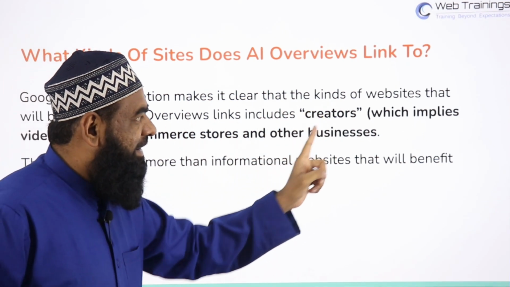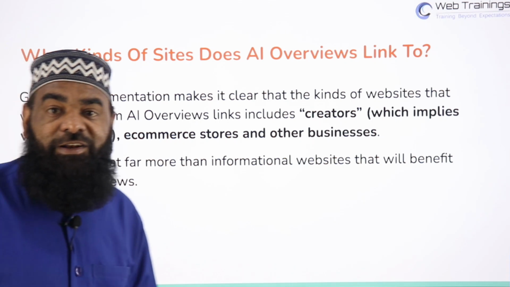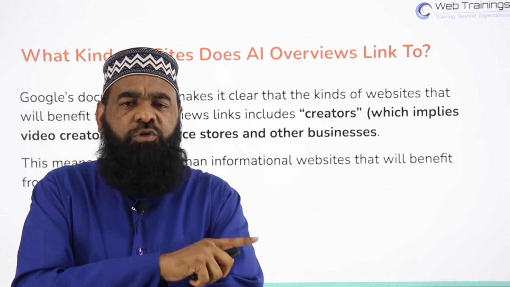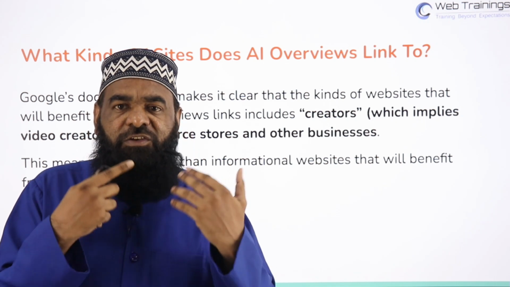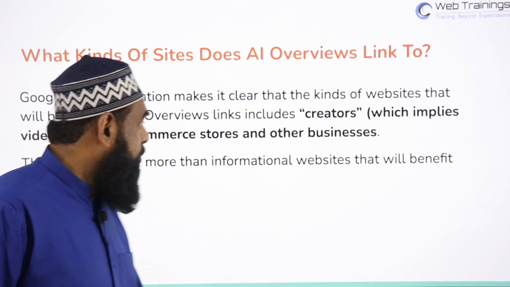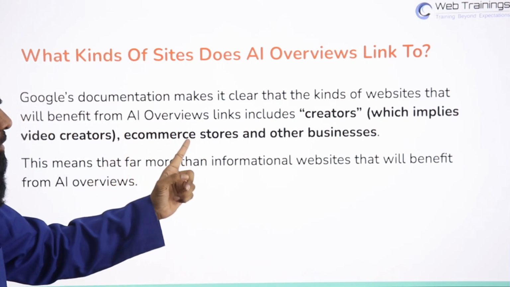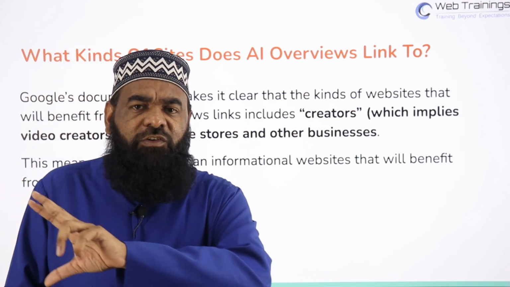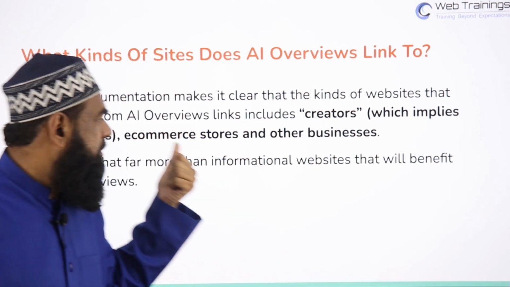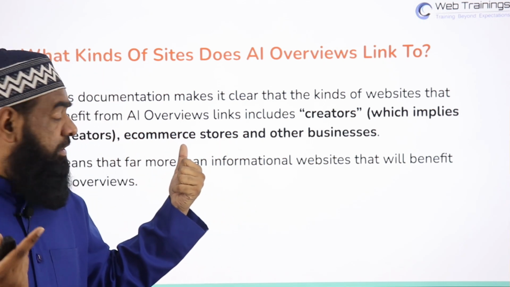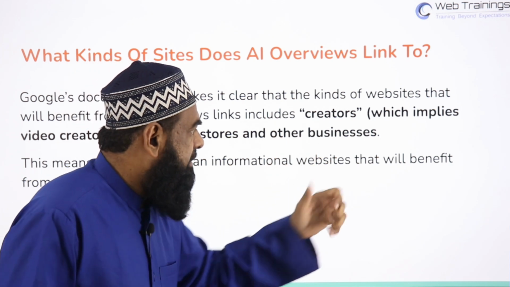Links include creators, which implies video creators. So if you are a YouTuber and you are creating a lot of content related to informational queries and informational stuff, mostly AI may be referring to your video as well. It can be e-commerce stores and other businesses. So it is not just Wikipedia, it is not just Quora, it is not just Reddit, but it will distribute the traffic to different video creator sites. It will be giving traffic to e-commerce sites as well as other businesses.